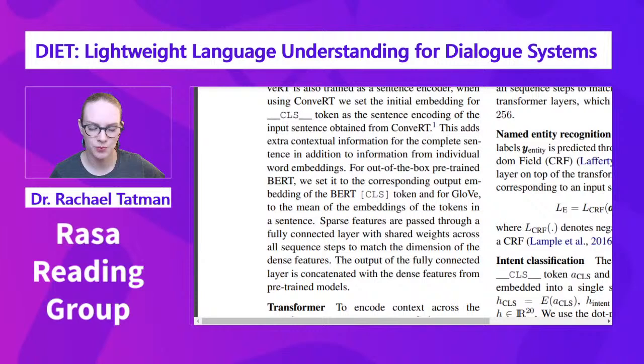For out-of-the-box pre-trained BERT, we set it to the corresponding output embedding of the BERT CLS token, and for GloVe, the mean of the embeddings of the tokens in a sentence. So BERT has a token in it, like it's another word, a word that a person doesn't say, a word that summarizes the sentence itself. Which I believe they're using for intent here.